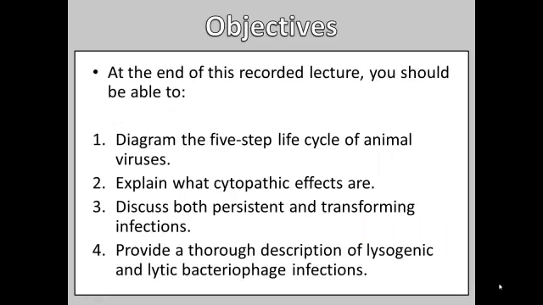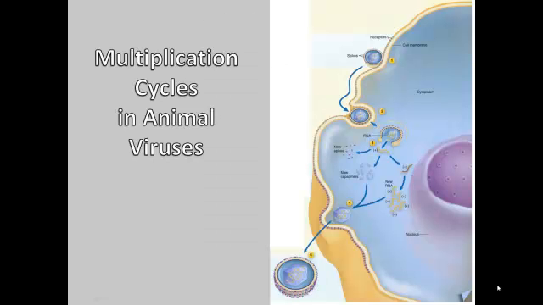At the end of this recorded lecture, you should be able to diagram the 5-step life cycle of animal viruses, explain what cytopathic effects are, discuss both persistent and transforming infections, provide a thorough description of lysogenic and lytic bacteriophage infections. So let's talk about how viruses make more of themselves.